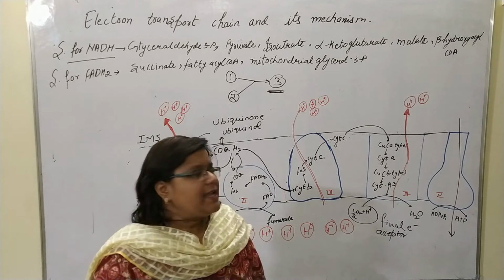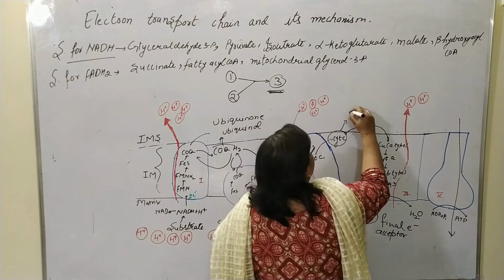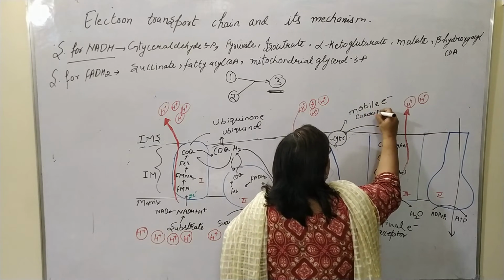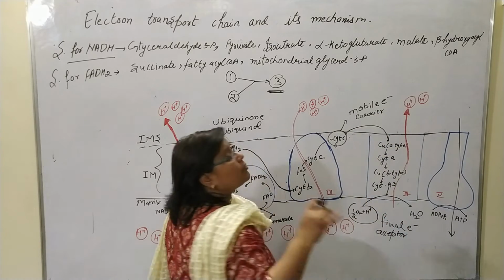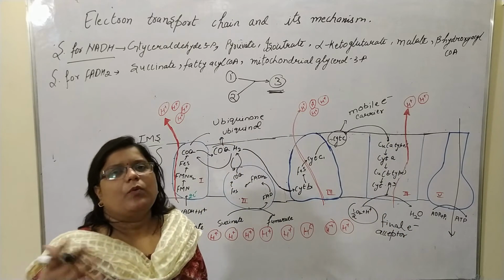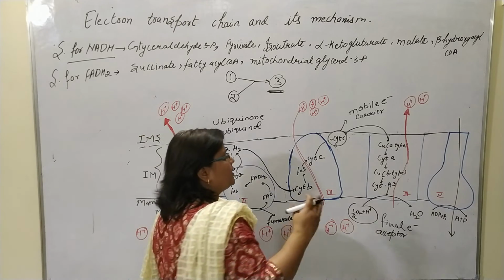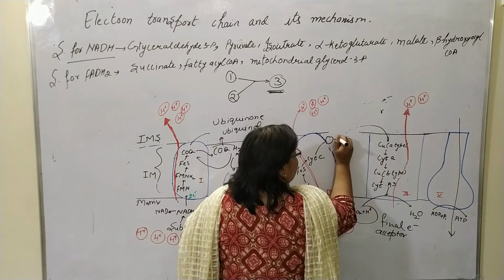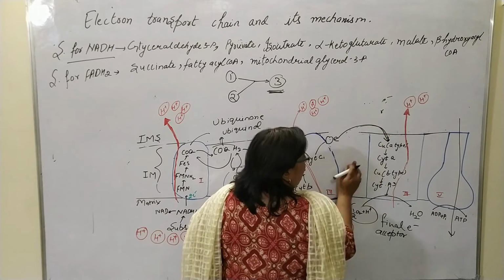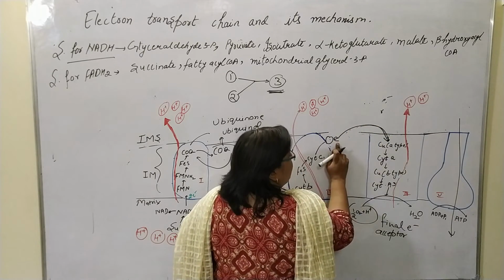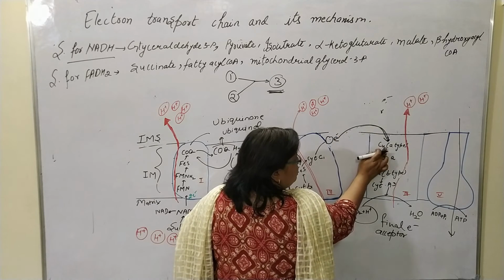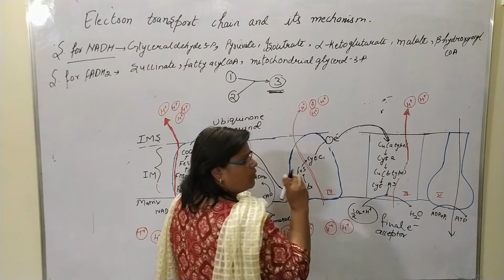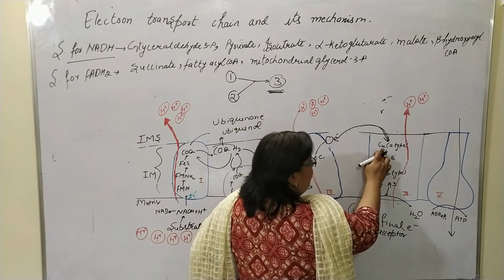The cytochrome C is the mobile electron carrier. This thing you have to keep in your mind. What is the mobile electron carrier? The cytochrome C takes one electron and jumps to the copper ion, which is the A type, and this electron is just given to the copper ion.